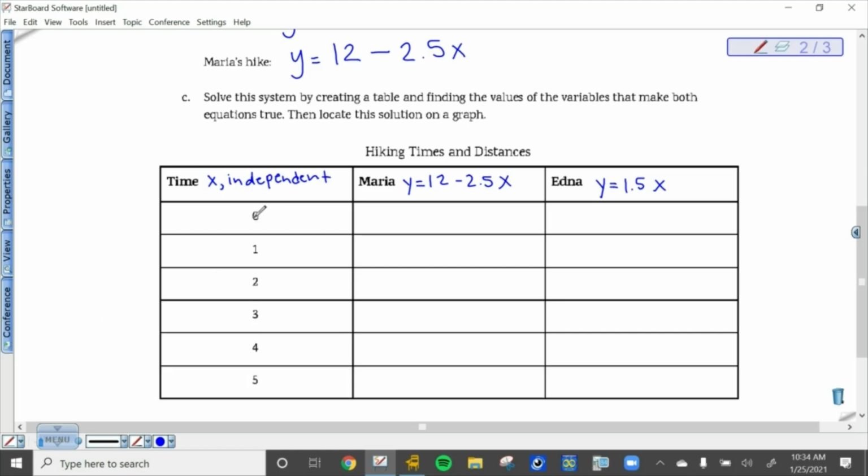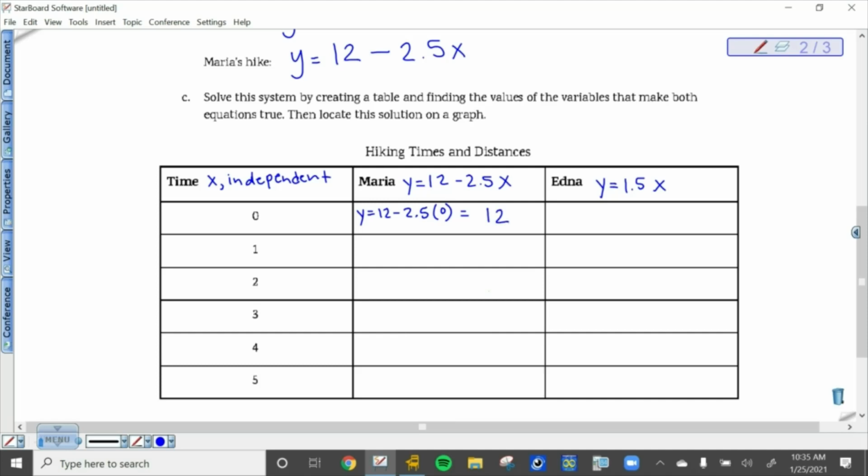So we take 0 first. We're going to plug in 0 for x. So I'd get y equals 12 minus 2.5 times 0. What does that come out to be? You can use your calculator if you want, but I don't think you need to. Yeah, just 12. Because 2.5 times 0 is 0. 12 minus 0 is 12.